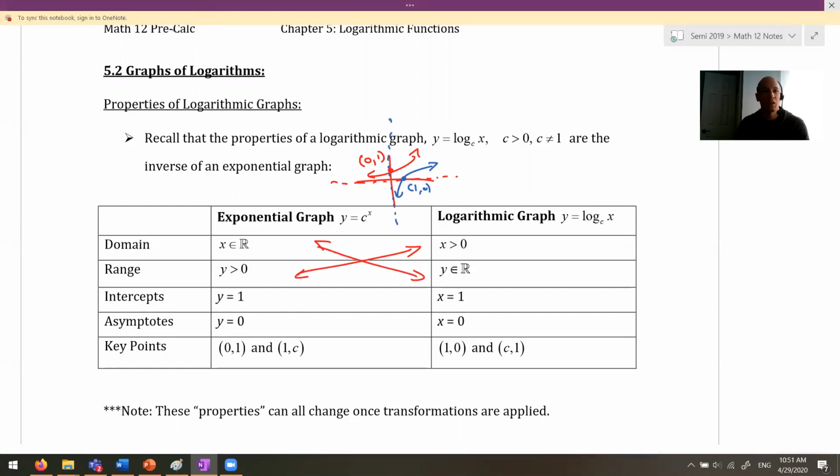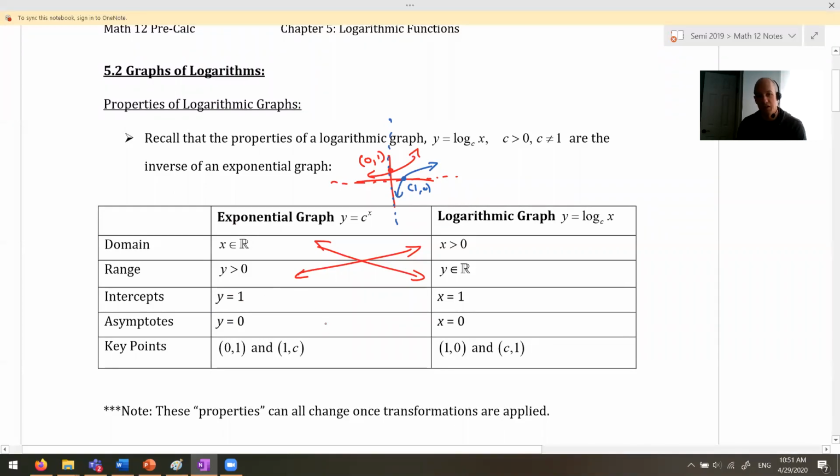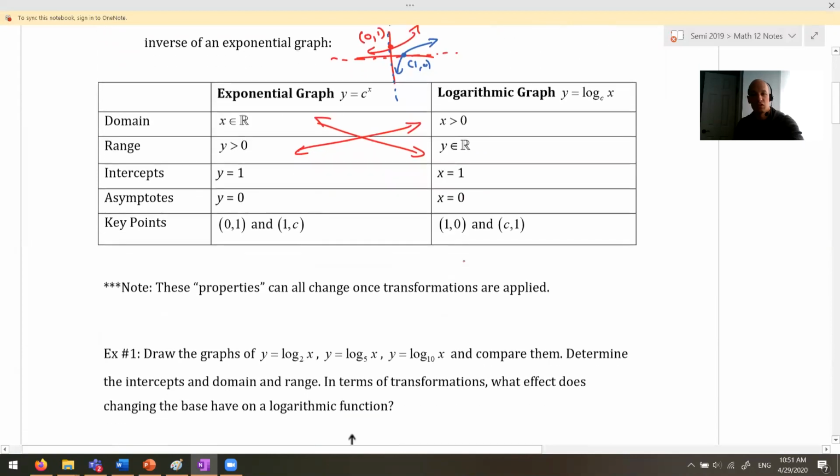The reason I'm writing 1, c is it depends on what the base is. If the value of the base is 2, then when x is 1, y will be 2, and same thing over here. So 1, 0, and c, 1. And of course, everything's going to change when transformations are applied. You don't really have to memorize this, but I thought it would be nice just to show in a chart how everything changes.